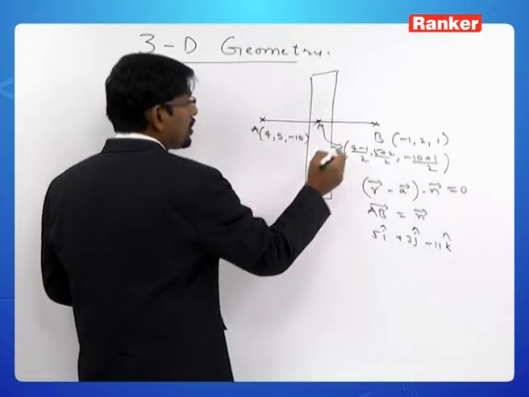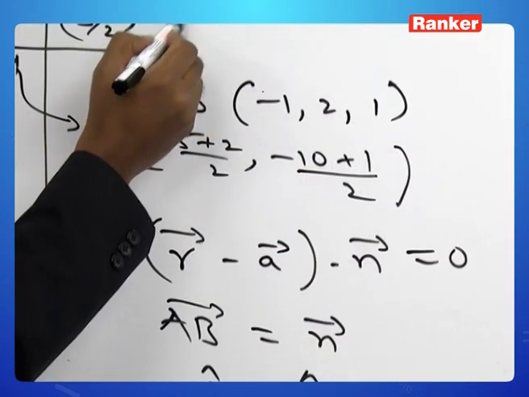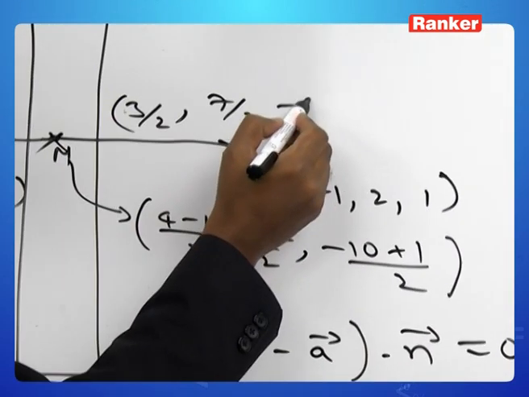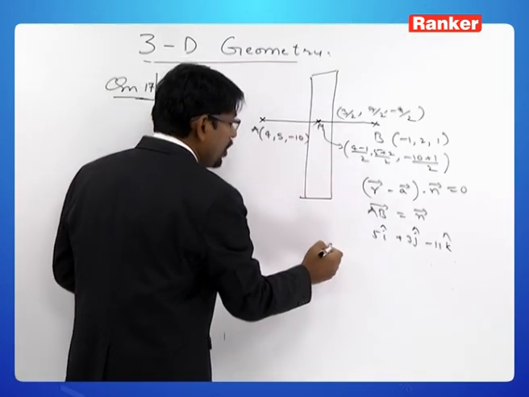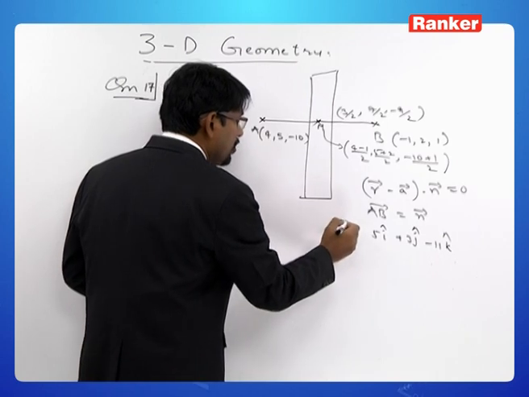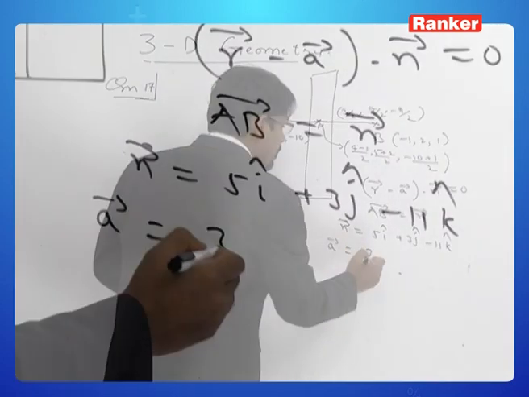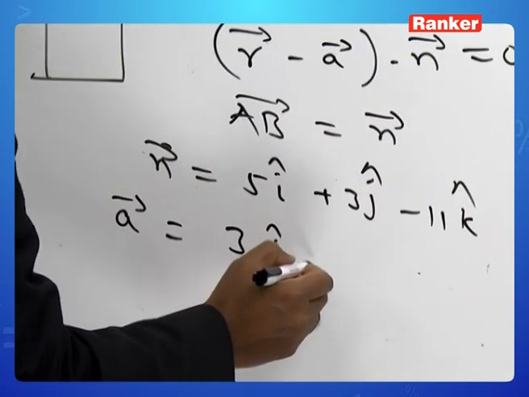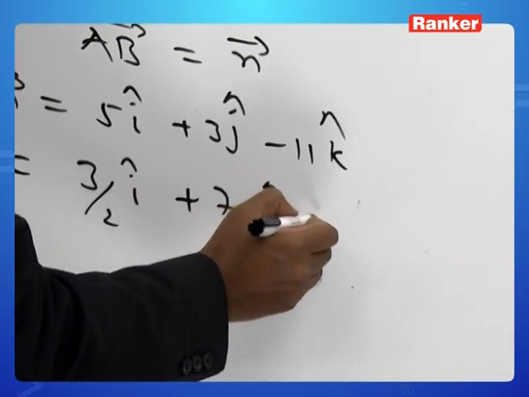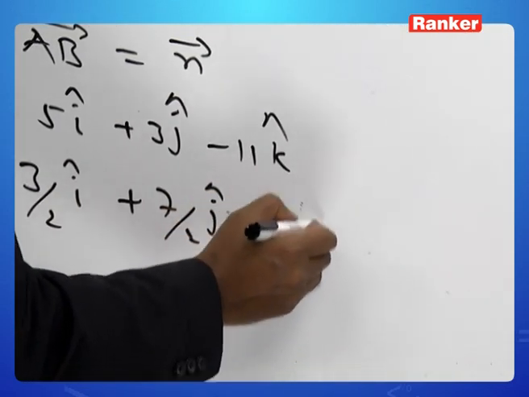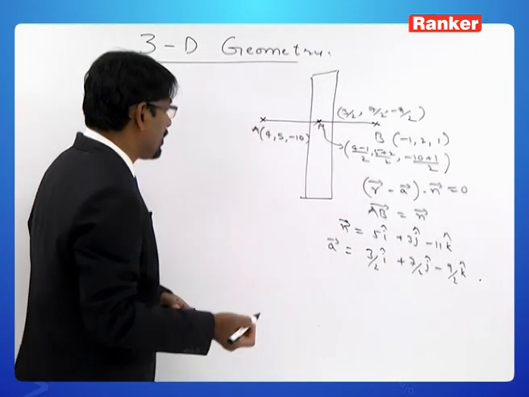So that makes it 3 by 2 comma 7 by 2 comma minus 9 by 2. So our A bar, this is our N bar, and A bar we can take it in the form of 3 by 2 i plus 7 by 2 j minus 9 by 2 k. That is the position vector of that point, we can write like this.